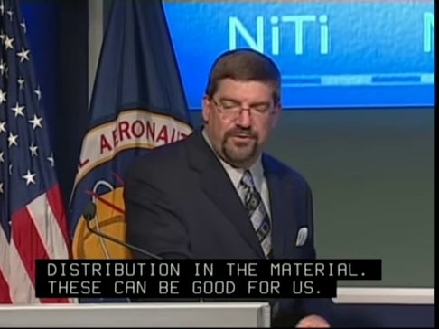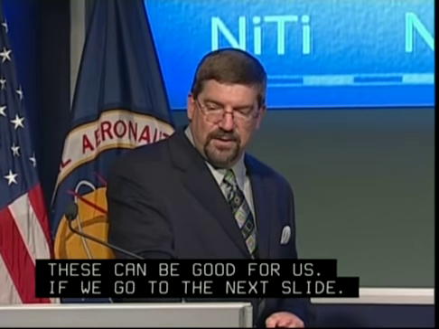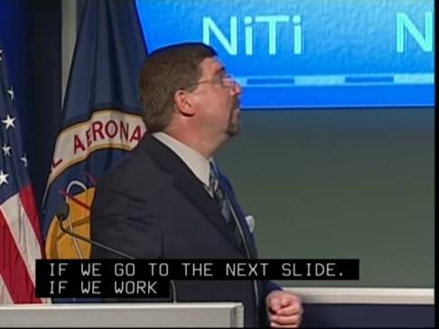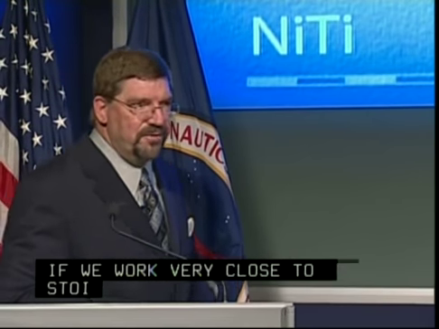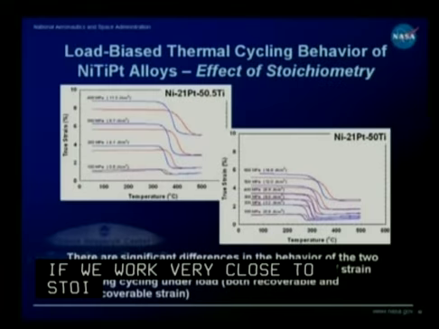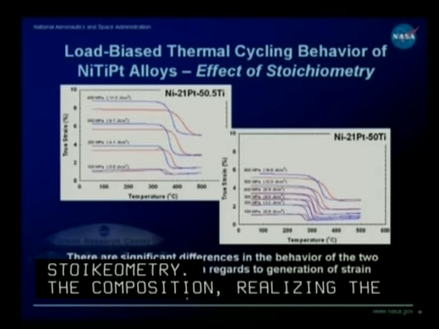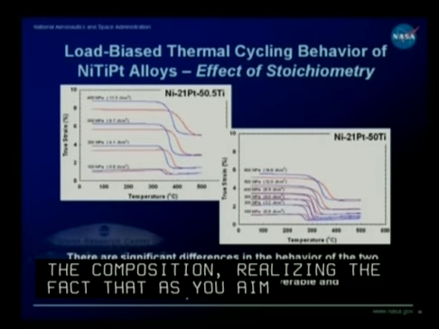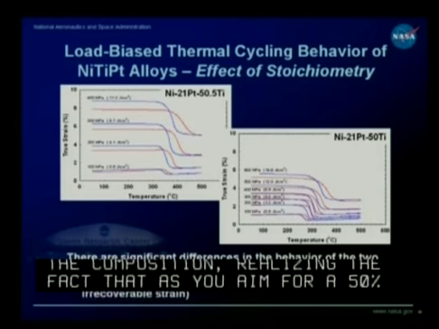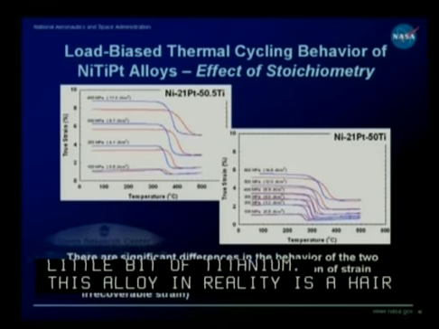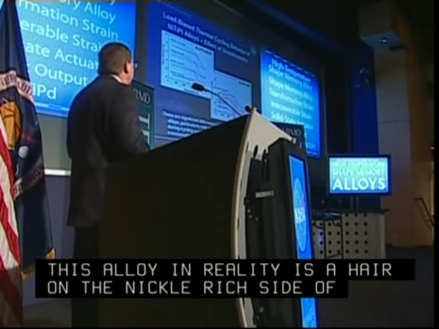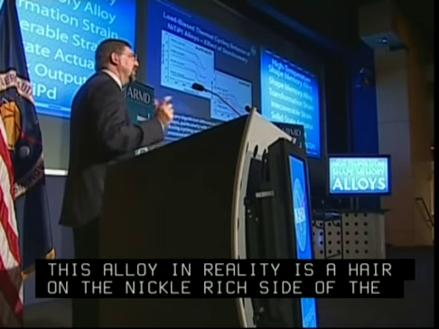If we work very close to stoichiometry, in this case we have something that's slightly titanium rich, and we have something that's essentially stoichiometric. The aim composition is 50 titanium, but realizing the fact that as you aim for a 50% titanium alloy, you're going to lose a little bit of titanium. So this alloy in reality is a hair on the nickel rich side of stoichiometry. You see that the load biased thermal cycle characteristics of the two alloys are completely different.